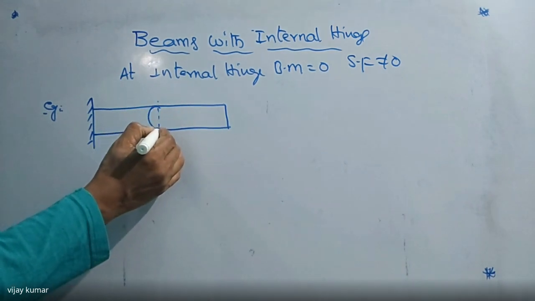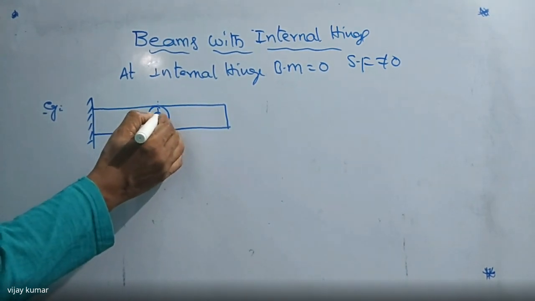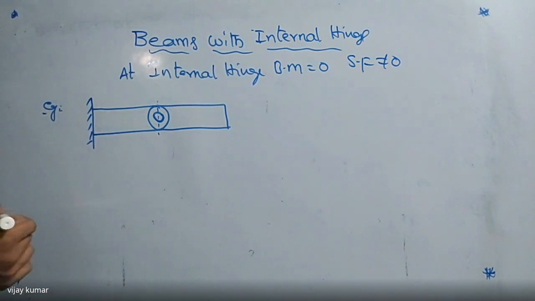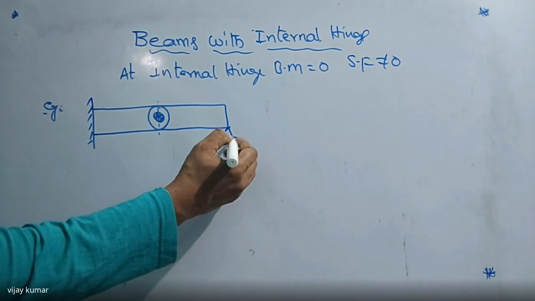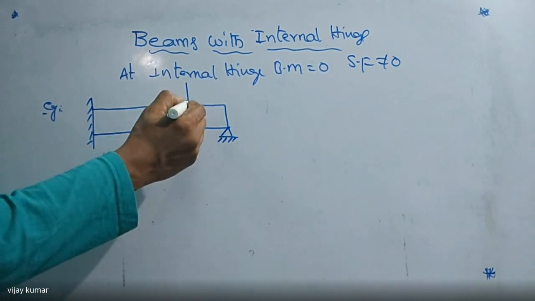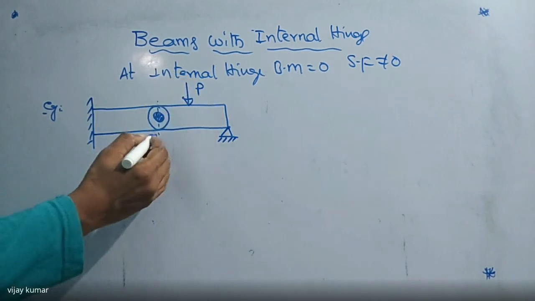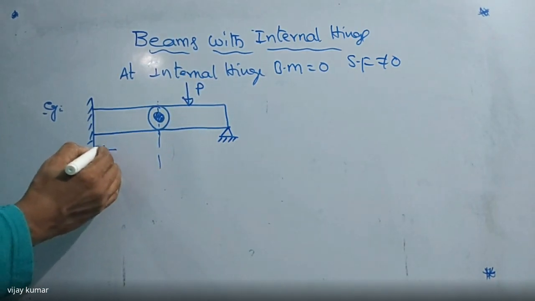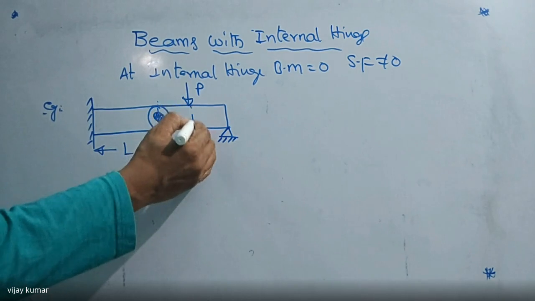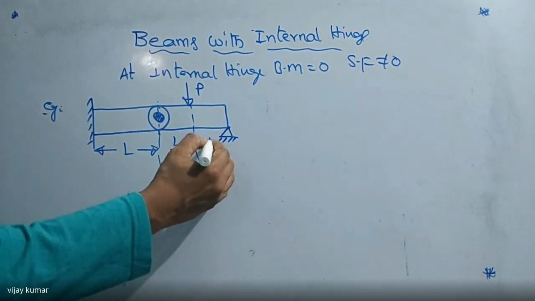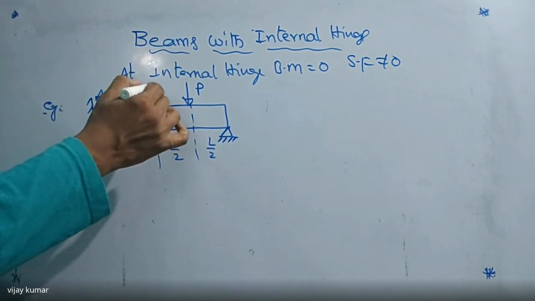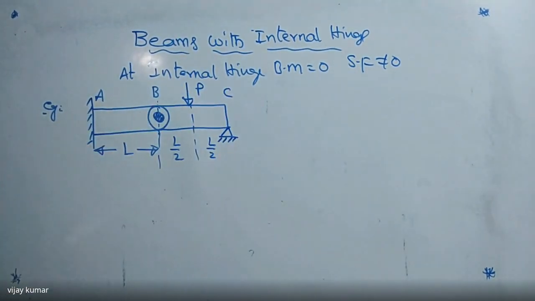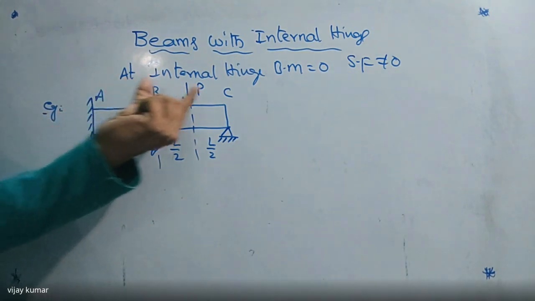These two are connected by a hinge here, and it is placed simply over the support. Here one force is given, equal to P. The distance between these two points is L, and the distance between these two points is L by 2 and L by 2. This point is A, this is B, this is C. So here two bars are given, AB and BC.